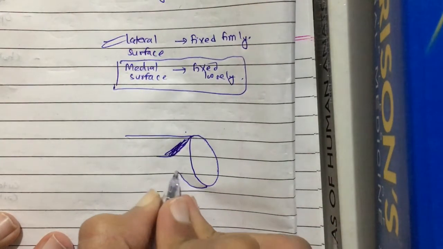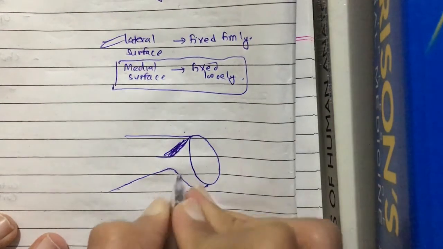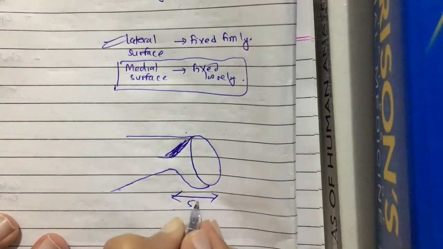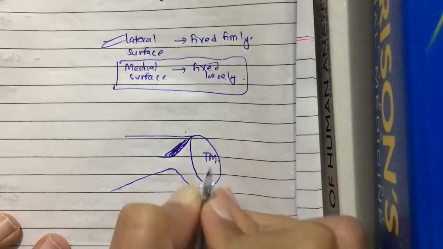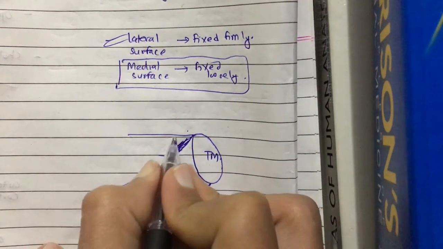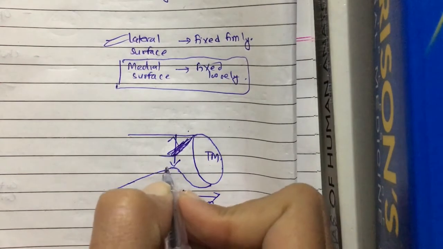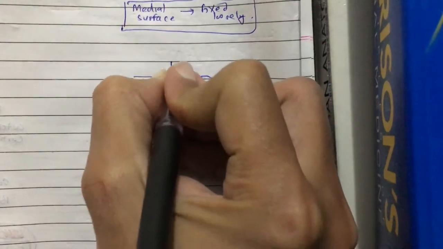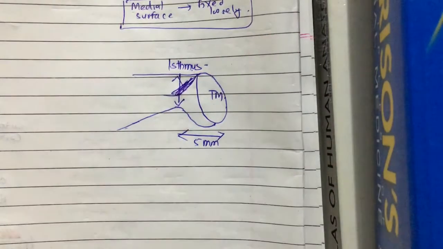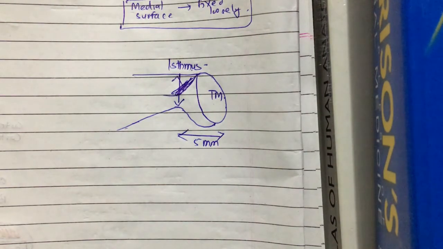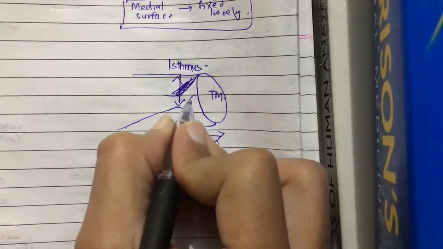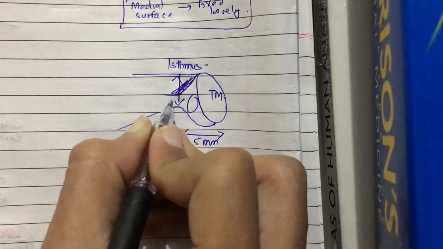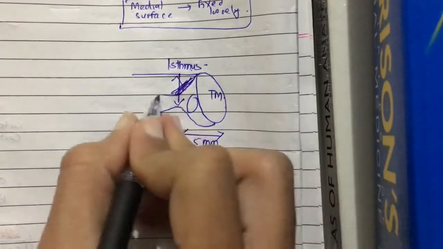About 5 mm lateral to the tympanic membrane, there is a narrow part. This narrow part is known as the isthmus. The clinical importance of the isthmus is that if any foreign body gets lodged medial to the isthmus, then it is very difficult to remove, since it is a narrow part.